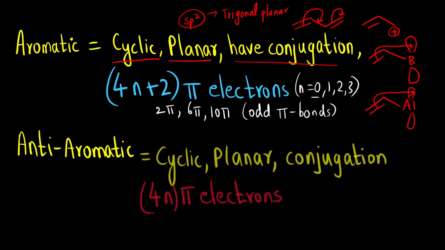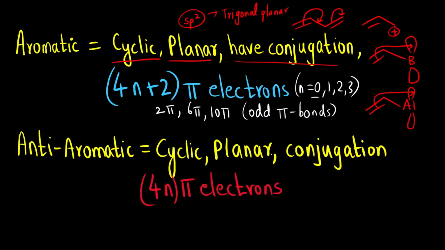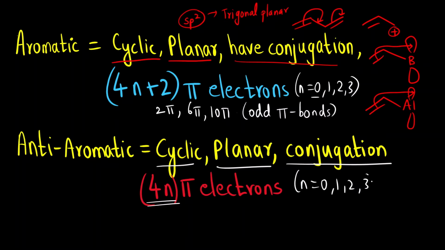Similarly, what are the conditions for a molecule to be anti-aromatic? The three conditions are the same: it should be cyclic, planar, and have conjugation. Only one condition is different: it should have 4n pi electrons, where n is any number 0, 1, 2, 3. The shortcut is that it should have an even number of pi bonds. These shortcuts are helpful when there are multiple molecules. Here there is only one molecule, so we can count all the electrons.